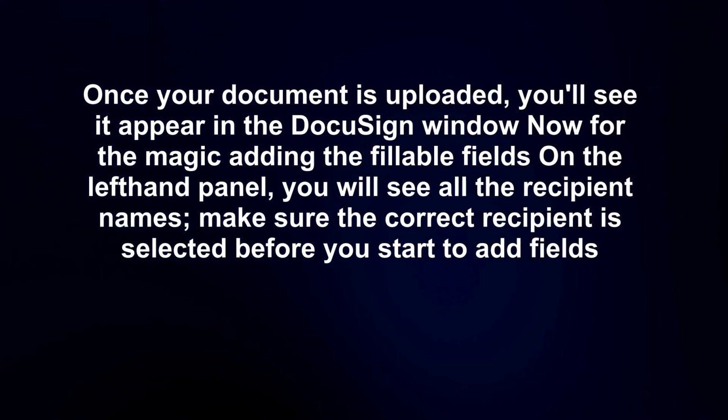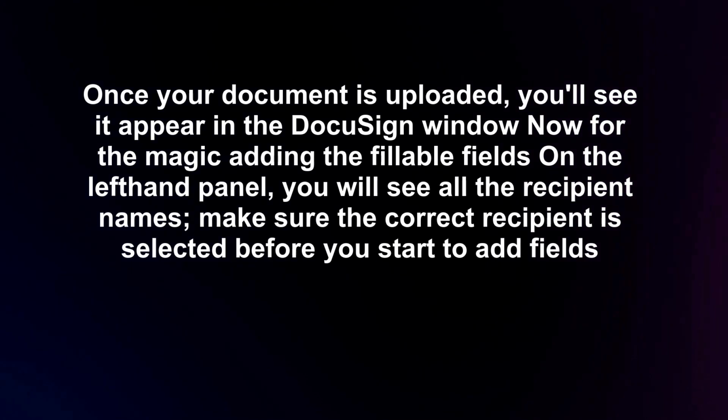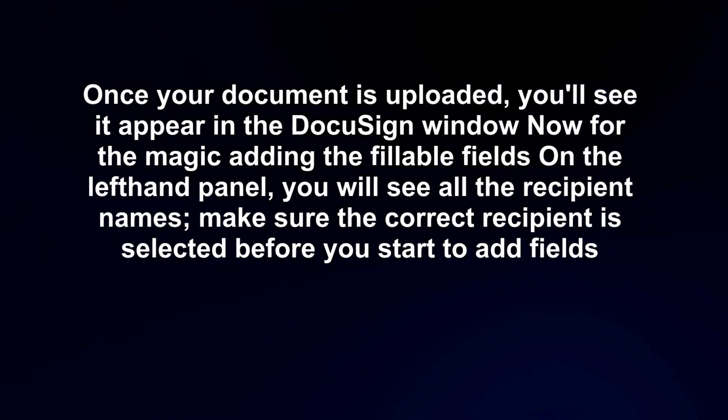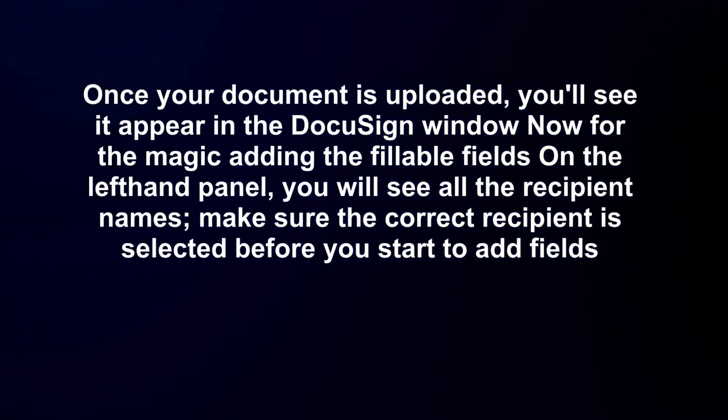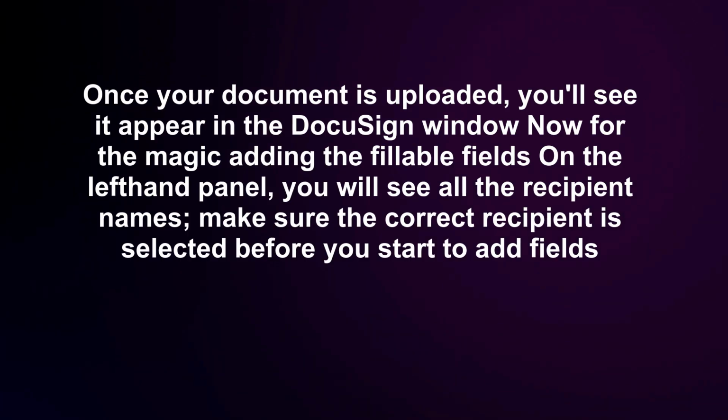Once your document is uploaded, you'll see it appear in the Docusign window. Now for the magic, adding the fillable fields on the left-hand panel. You will see all the recipient names. Make sure the correct recipient is selected before you start to add fields.